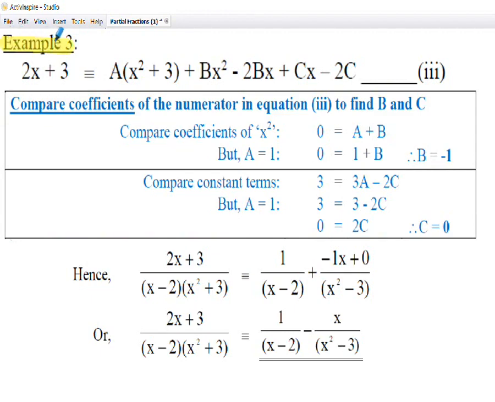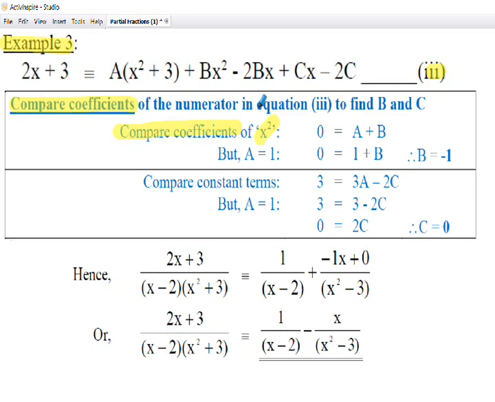Example 3 continued. I've just repeated equation 3 for convenience here. I'm going to use the comparing coefficients method. Now, in this particular example, we actually have x squared terms, x terms, and constants, so I can generate 3 equations if I wanted to, one for the x squared, one for the x, and one for the constants. But because in this particular question I've already found the value of a from another method, I only need to generate 2 equations. So I'm going to compare coefficients of the x squared terms to get my first equation.